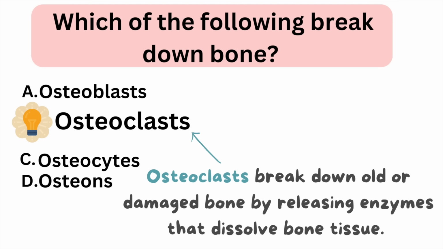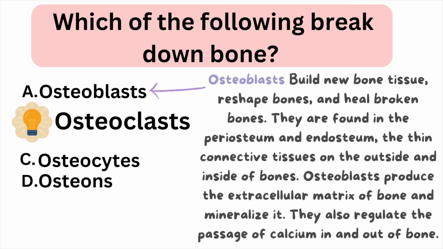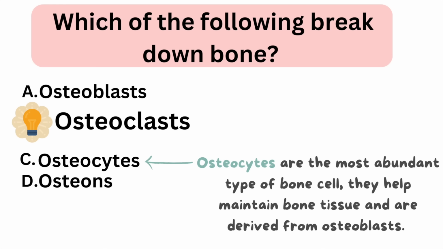Osteoclasts break down old or damaged bone by releasing enzymes that dissolve bone tissue. Osteoblasts actually build bone. They are constantly forming new bone tissue. Osteocytes are the most abundant bone cell and they help maintain bone tissue. They are also derived from osteoblasts.